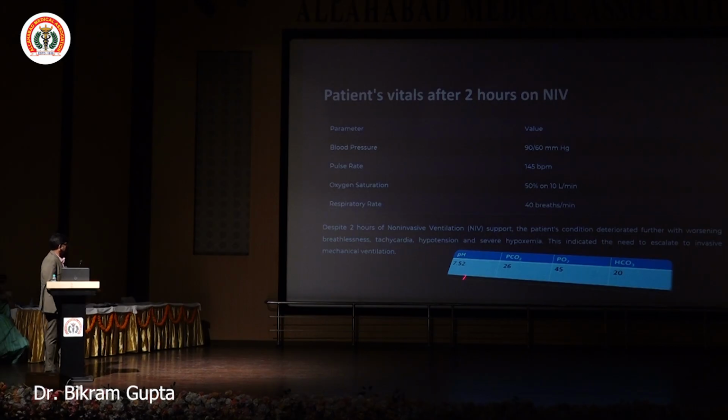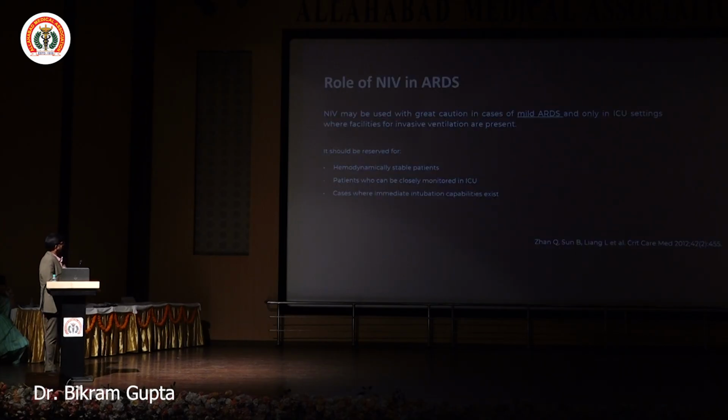Now we did the ABG, which is showing a pH of 7.52, PCO2 of 26, PO2 only 45 and bicarbonate 20. So, when to give NIV? Because the patient deteriorated after NIV here. This is a very important question if such a case is presented to you in the emergency department or in the ICU. So, when will we give NIV?